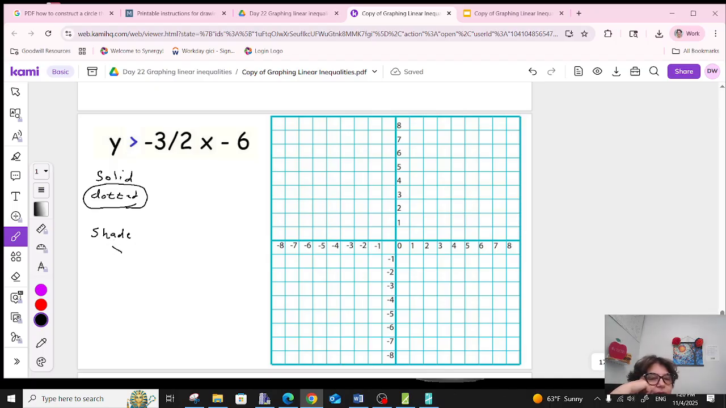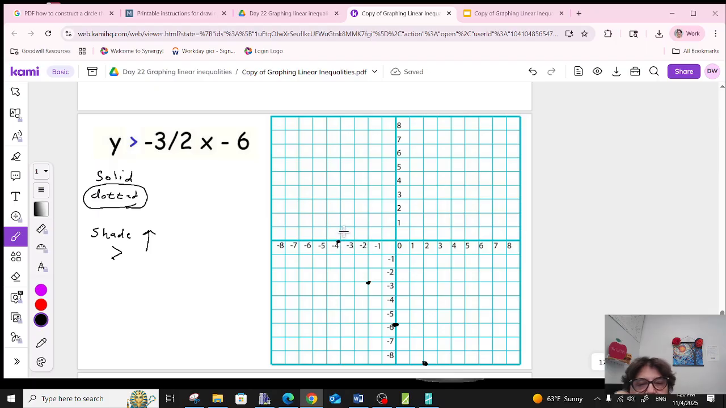It's greater than, so I shade up. I'm going to graph this just like we graphed earlier today. I'm going to go down 6: 1, 2, 3, 4, 5, 6. And I'm going to go down 3. Do I have enough to go down 3? 1, 2, 3, just barely. Over 2: 1, 2. I can also go up 3: 1, 2, 3, over -2.